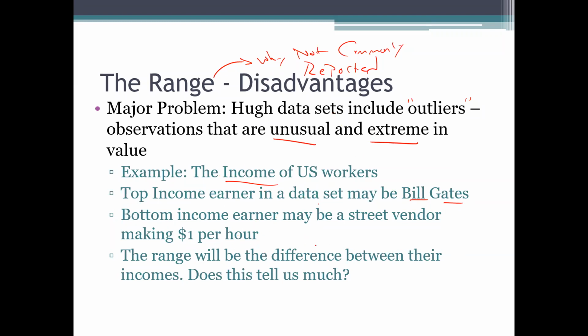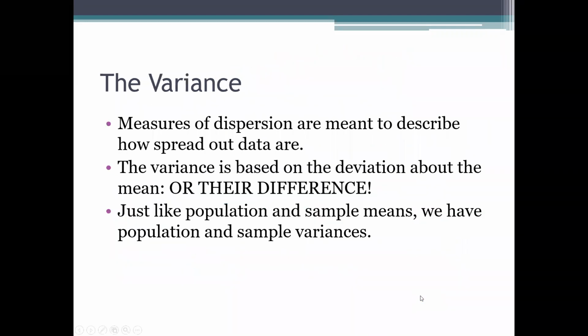If you look at the range here, the difference between those, it doesn't tell us much. It's not useful to describe the typical spread of data. It's just not a useful value because it's so large. So we need a better measure of dispersion, and to do that, we look at what's called the variance first.